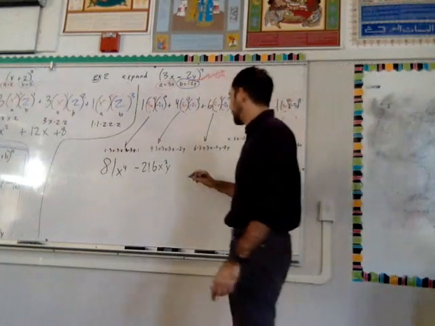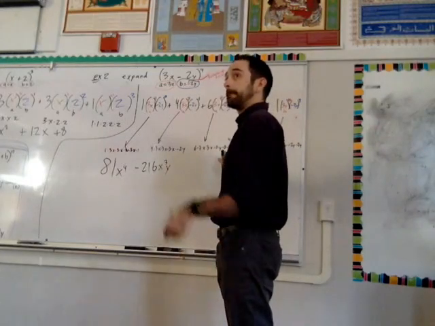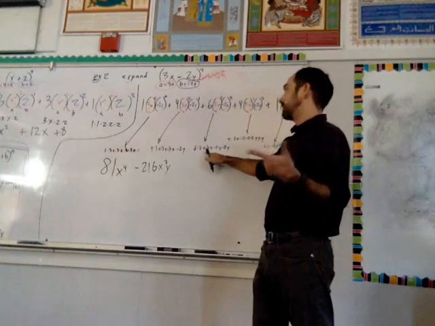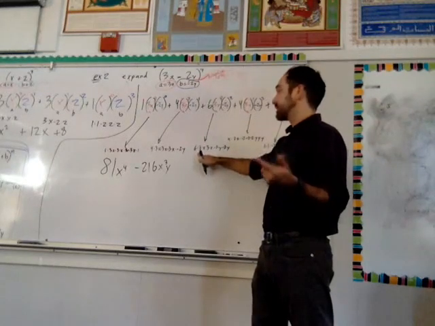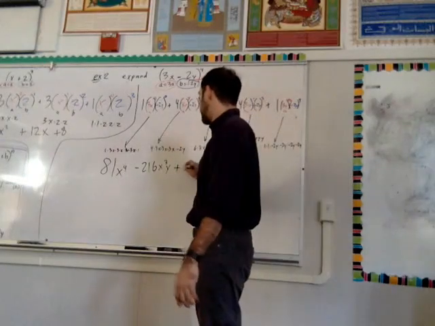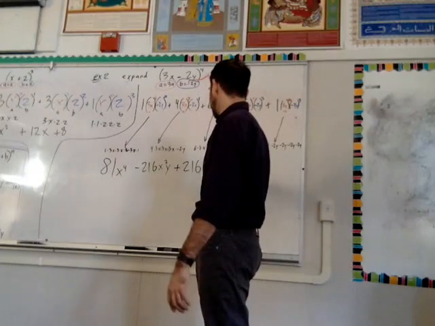All right, next. Let's see. We have a negative times a negative. Negative 2 times negative 2. Positive. Positive 4 times 3. 12 times 3. 36 times 6. 216. Positive, right? How many x's? 2. How many y's? 2. Got it.